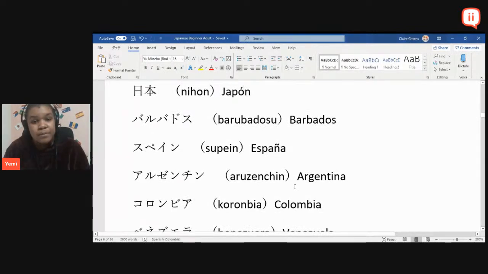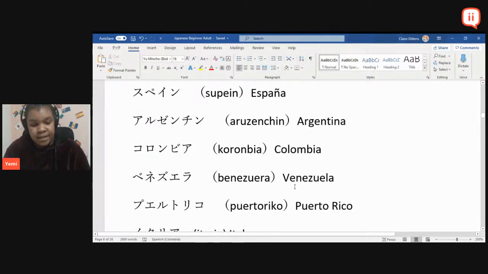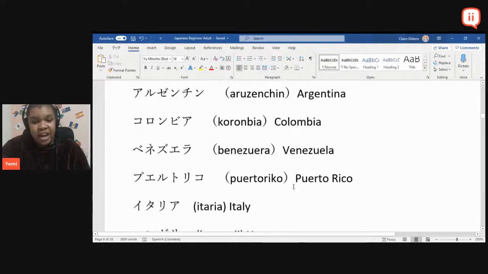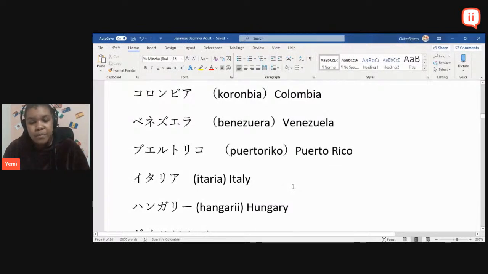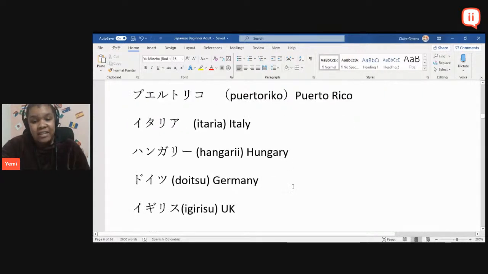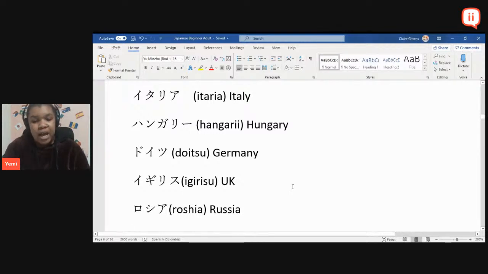Nihon. Barbados. Spain. Argentina. Colombia. Venezuela. Puerto Rico. Italia. Hungary. Deutsch. Igirisu. Russia.